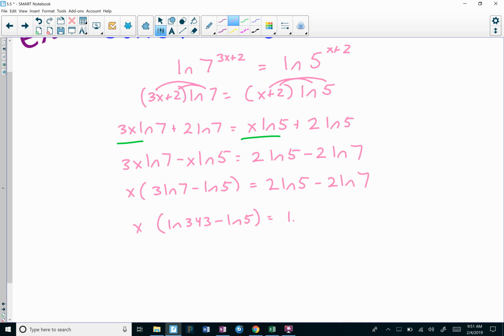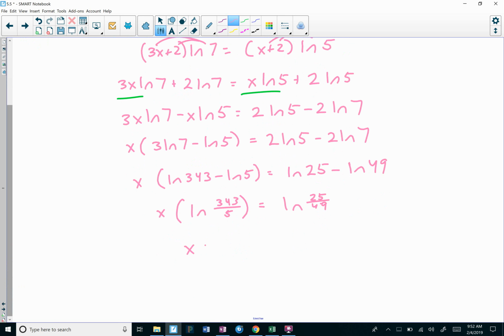Over here, power up, I have natural log of 25. Oh, excuse me, minus natural log of 49, right? 7 squared. Okay, subtraction means I divide the insides. So I have 343 divided by 5. That does not reduce, but if it did, you would go ahead and do that. Same over here, divide the insides. Oh, 49. That does not reduce either. Now finally, divide by that natural log of 343 over 5.